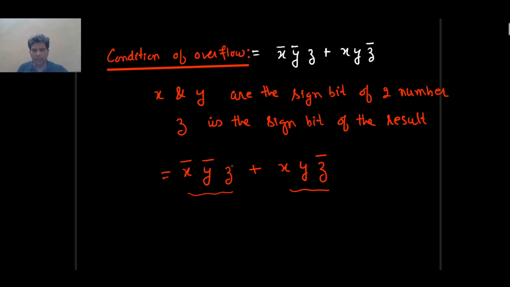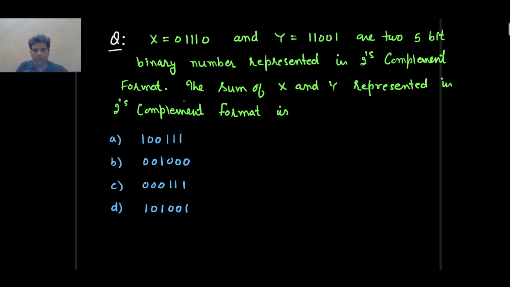So if z is the opposite sign, now you see here, this is with bar, and z is without bar. See now x without bar, y without bar, and z with bar. If this condition is satisfied after the addition, then that is a condition of the overflow. Clear?